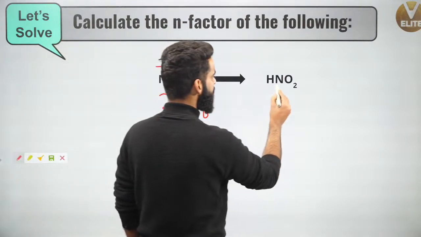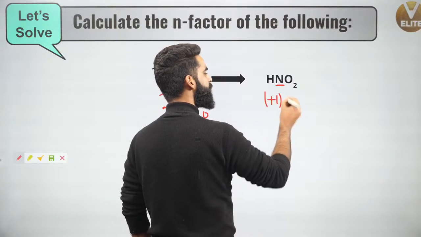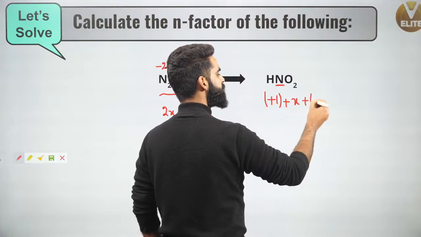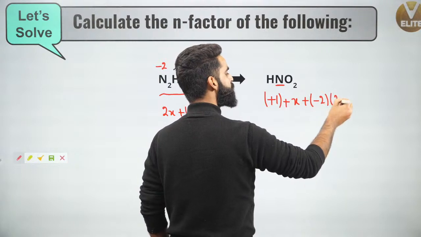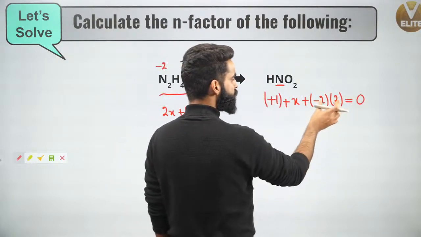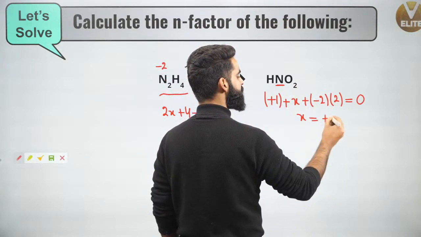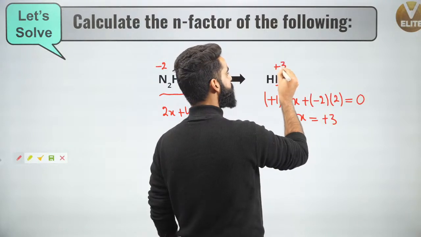What about the oxidation state of nitrogen in this compound? Hydrogen will show +1. Let's assume the oxidation state of nitrogen is x, plus oxygen is going to show -2, and we have 2 oxygens. Is there a net charge present on the molecule? No, right? It's going to be -4 plus 1, which means -3. So x is equal to +3. So over here, the oxidation state of nitrogen is +3.